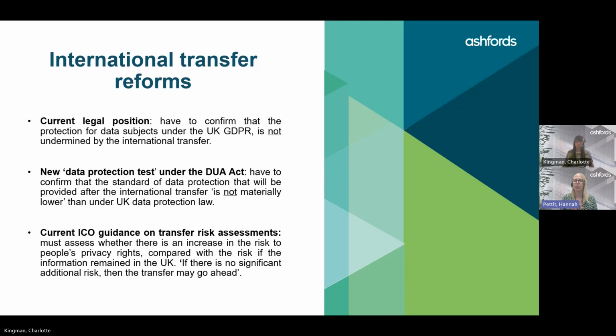But what I would say is that, as for some of the other changes, the DUA Act is really codifying things that are already in ICO guidance. So for those of you that are familiar with the ICO guidance on transfer risk assessments, a lot of this will feel quite familiar. That's because the current ICO guidance looks at whether there is an increase in risk to people's privacy rights, and it explicitly confirms that if there is no significant additional risk, then the transfer can go ahead. So in practice, the test that's already in ICO guidance would probably give a very similar result to this new data protection test.